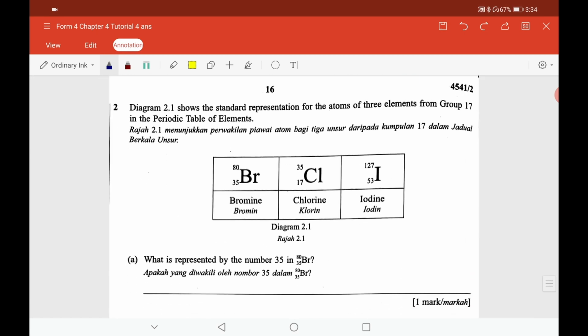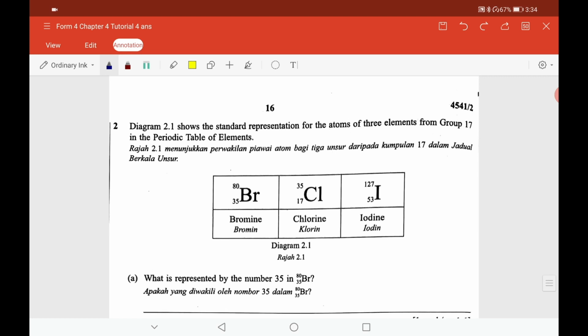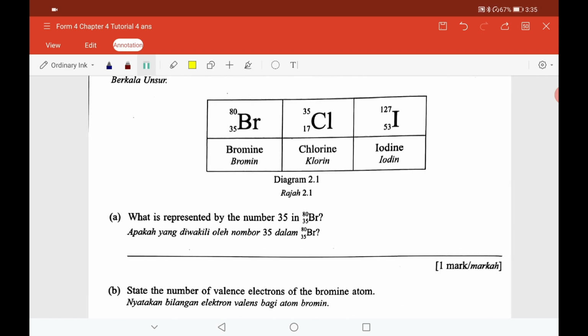So I was given a diagram. This is diagram 2.1. They give you the standard representation for 3 elements in group 17. I was given chlorine, bromine, and iodine. So the first question is asking, what is represented by the number 35 in the symbol here.